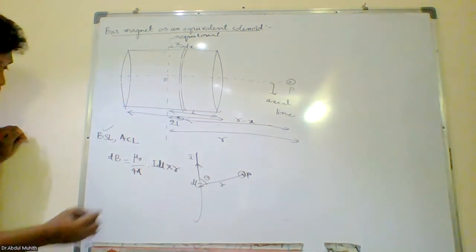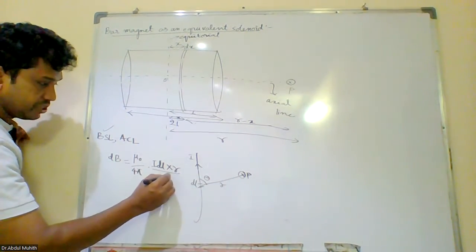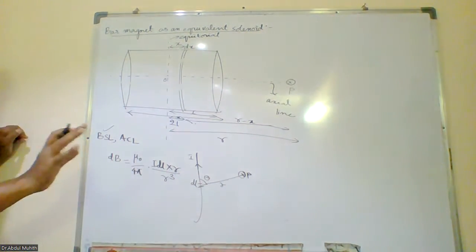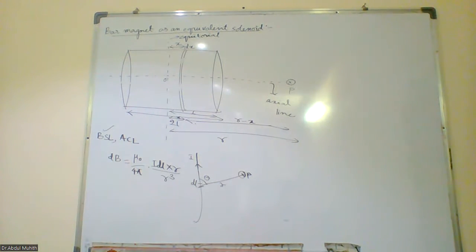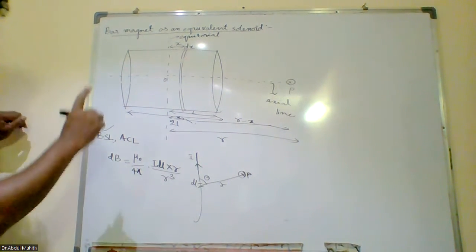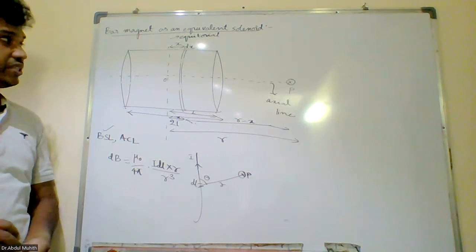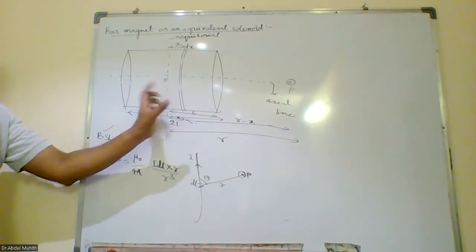Is that clear? So I dl sin theta divided by R cube. This is the formula we have discussed before in the 4th lesson. The same thing I am going to use now also. But here one more thing comes into the picture. What is that? The number of turns. How many number of turns?